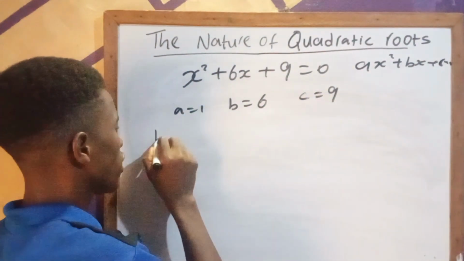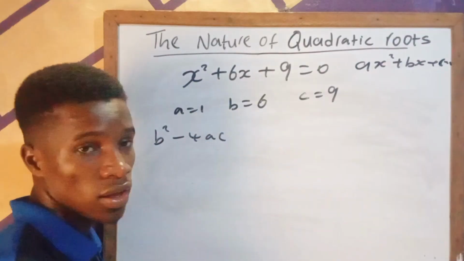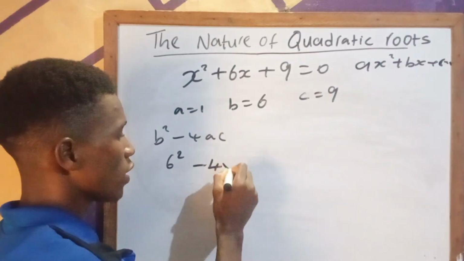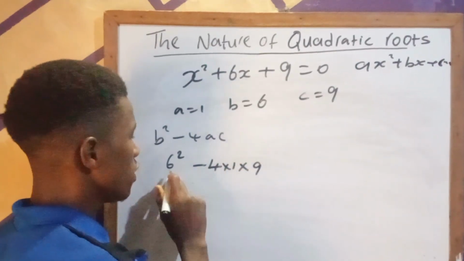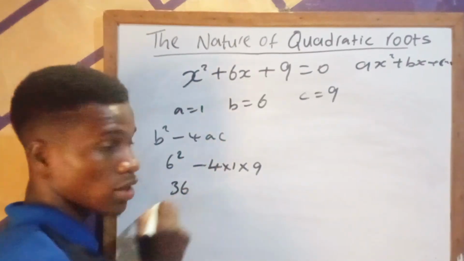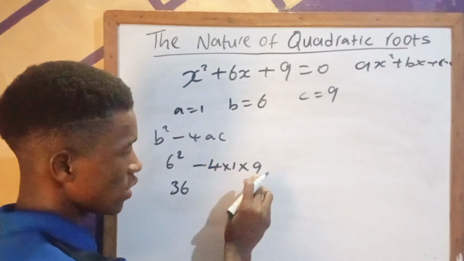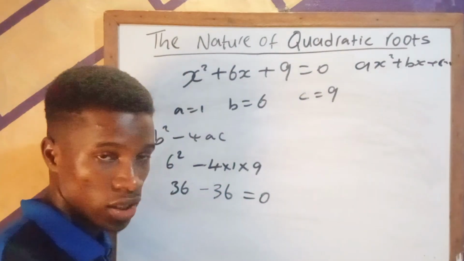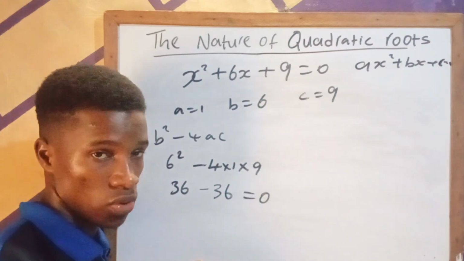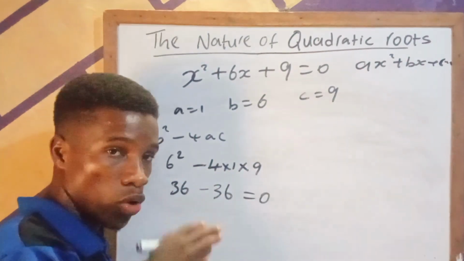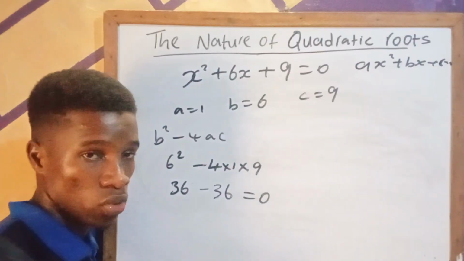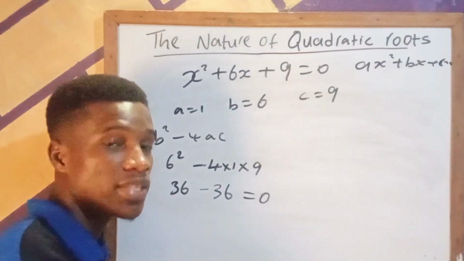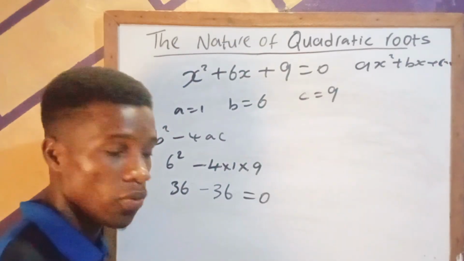So if we check the discriminant, b squared minus 4ac. b squared is 6 squared minus 4 times 1 times 9. 6 squared is 36, then 4 times 1 times 9 gives us 36. So 36 minus 36 is equal to 0. Now remember what the third case says: the discriminant is equal to 0, right? So if we solve this equation, we should have the same roots, and since the square root of the discriminant is a whole number, we should be able to factorize this expression. So let's see whether our findings are correct or wrong.